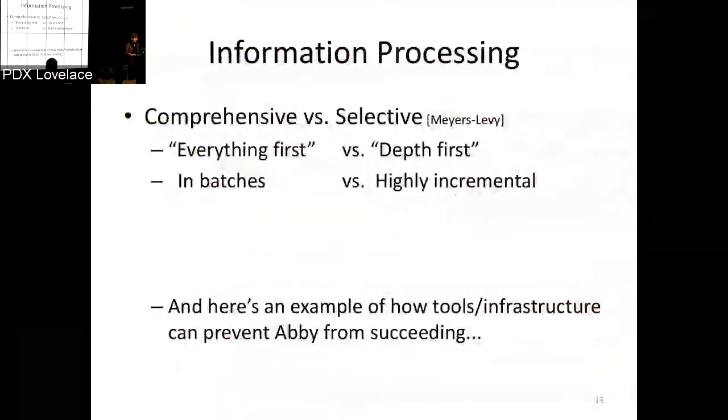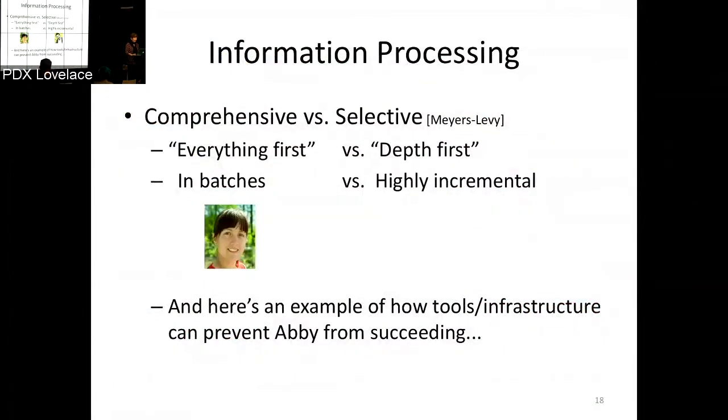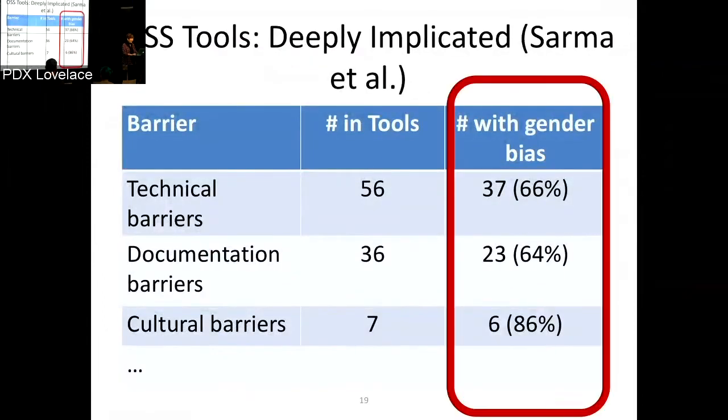So let's look at this a little bit. I just explained this about Abby versus Tim. And so if we go back to our tools then, we can understand more about these gender biases in the open source infrastructure and tools I was talking about. So here we are, and let's just look at the documentation barriers, this middle thing. So that's part of OSS infrastructure. It's all the stuff that's there that's supposed to tell you how to go forward.